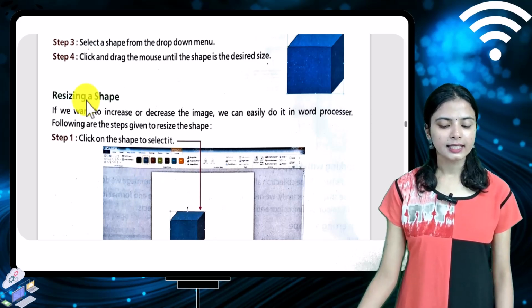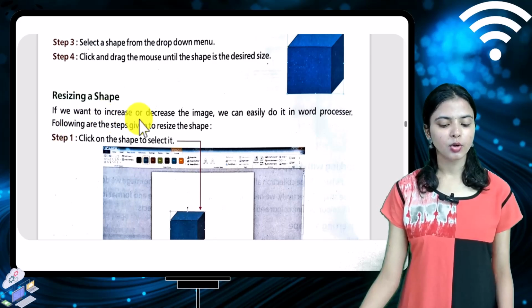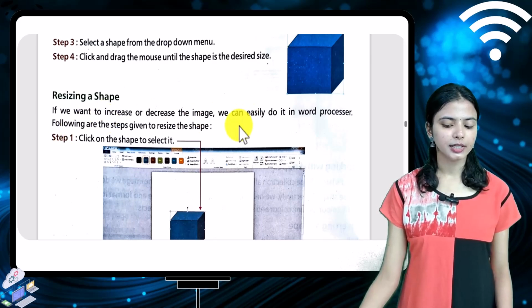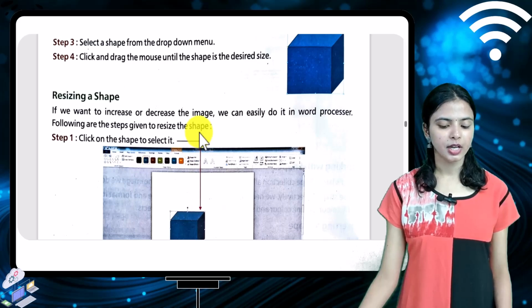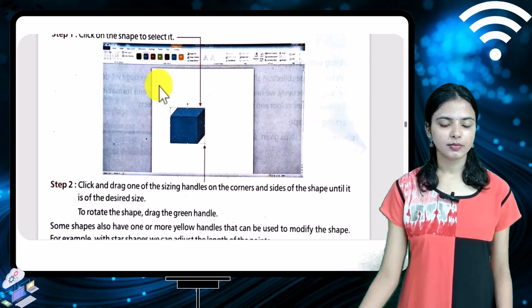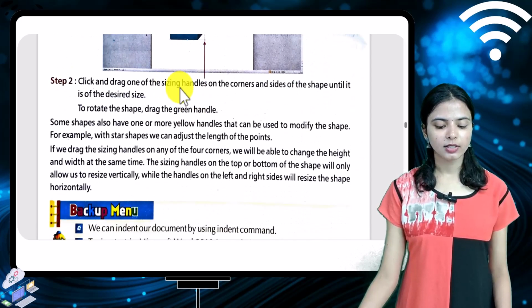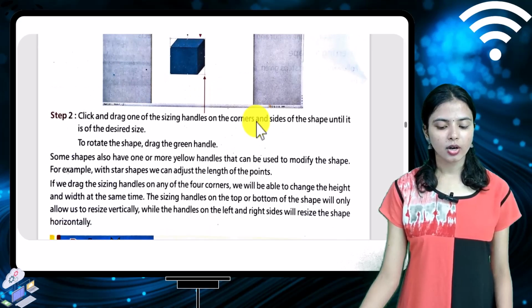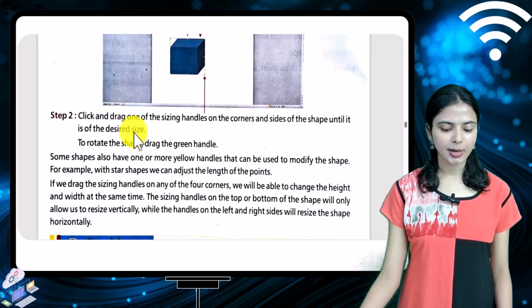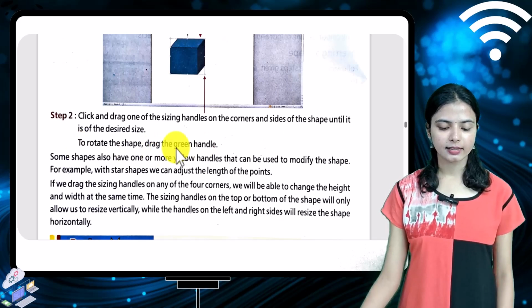Okay, resizing the shape. Now you want to resize this shape, so how will you do it? If you want to increase or decrease the image, we can easily do it in the word processor. Following are the steps given to resize the shape. So first of all, we have to click on the shape to select it. Okay, we will click on the shape. Now click and drag one of the sizing handles on the corners and sides of the shape until it is of desired size. Okay, and to rotate the shape, drag the green handle.